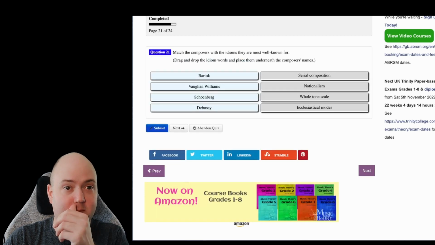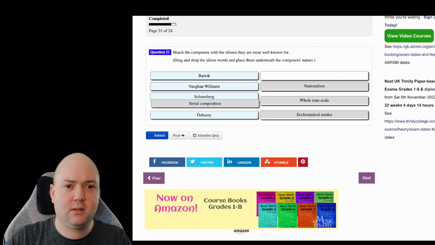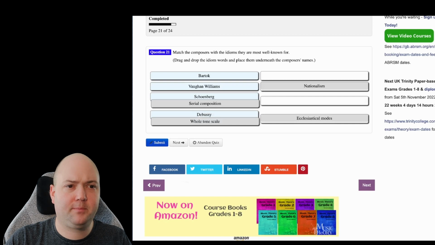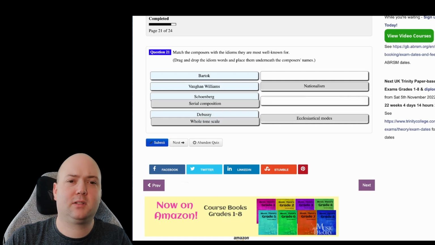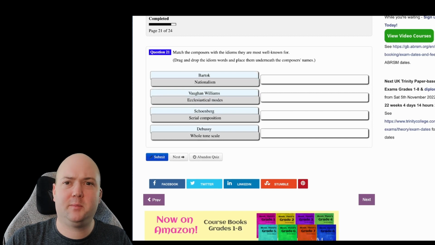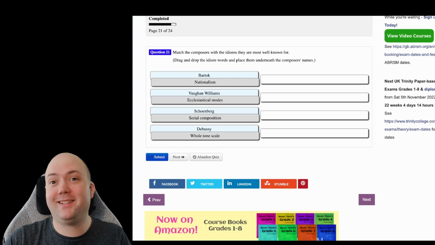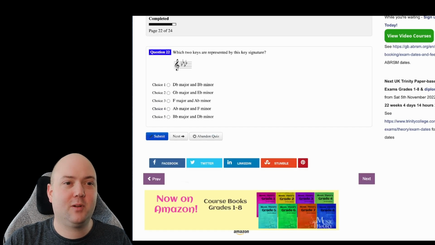Match the composers with the idioms they're most well known for. Oh boy. This is going to be fun because I haven't dealt with this in a while. Schoenberg is serial. Whole tone would be Debussy, most likely. The modes and nationalism. I believe Bartók was more of a nationalist composer, so Vaughan Williams would be with the modes. I don't know Vaughan Williams very well as a composer. I know the Thomas Tallis piece, and that's in a mode. So let's go with that. I bet you this is correct. I'm pretty confident.